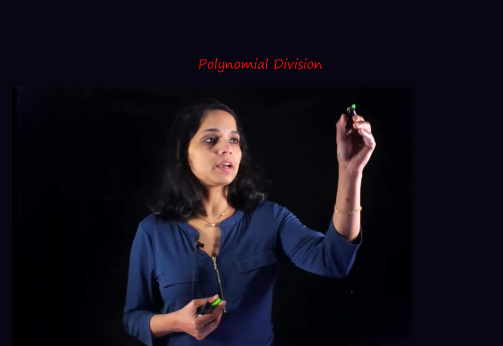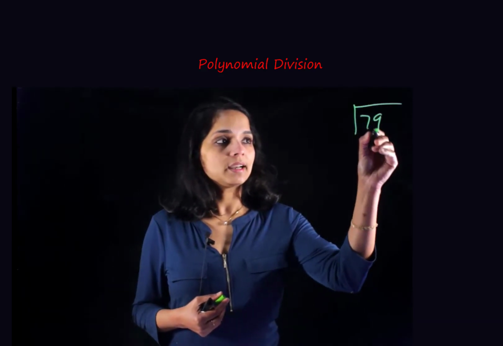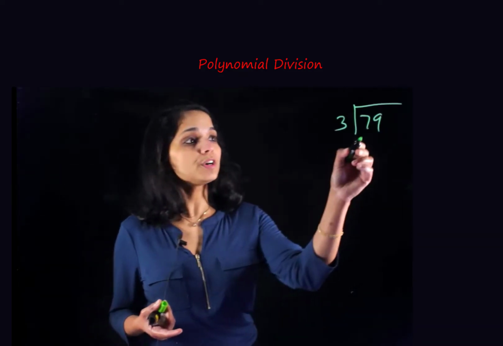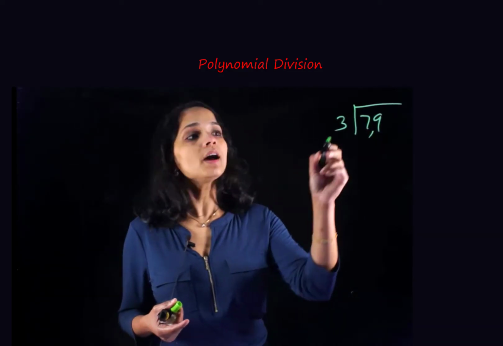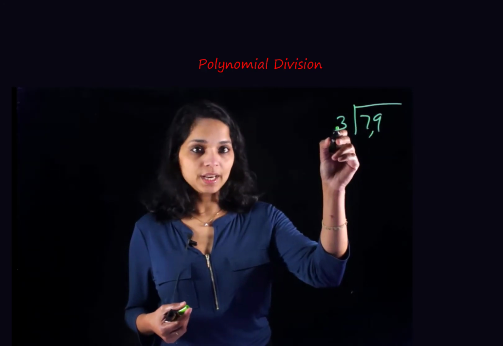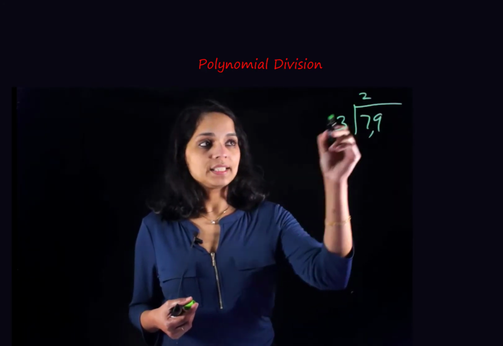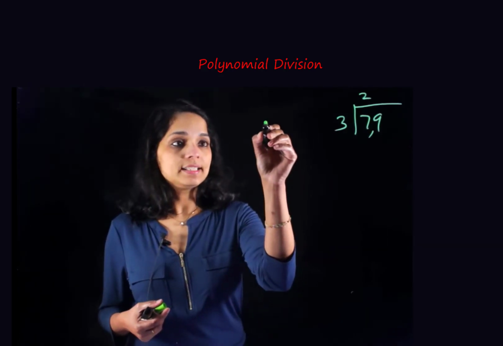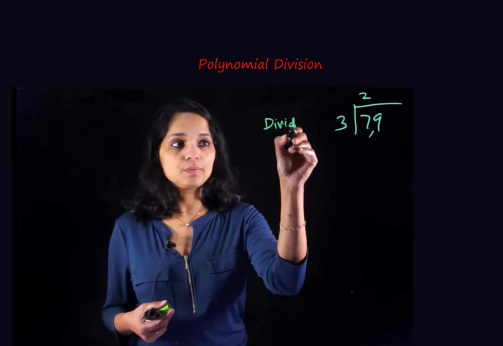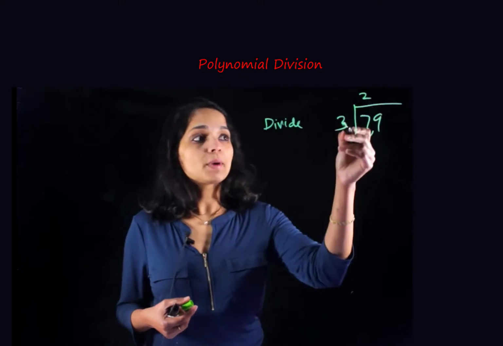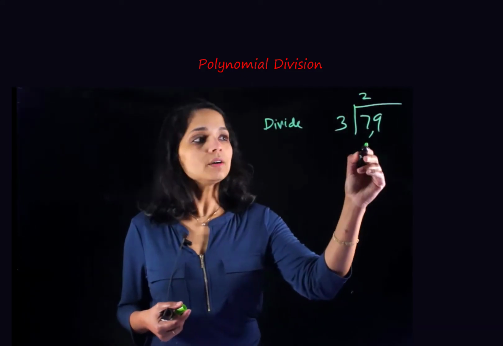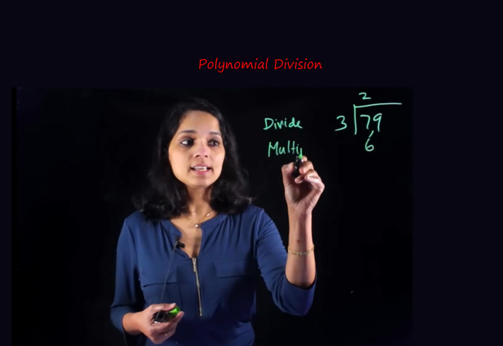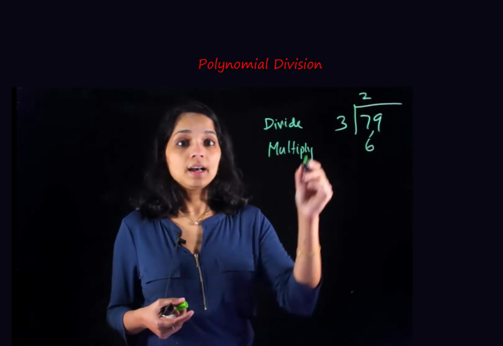For example, if you have the number 79 divided by 3, you all know how to perform that one. So we first select the first number and divide by 3. And we get 2, we write it here. So the first step in long division is divide. And then we multiply these two numbers together, we get 6. So multiplication is the next step we do in long division.